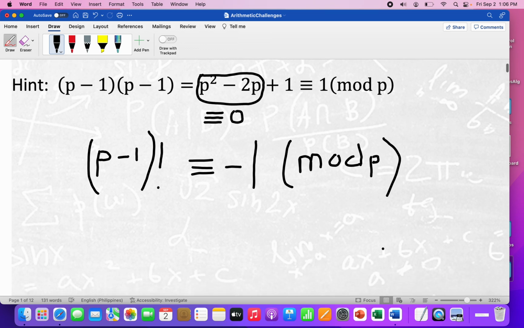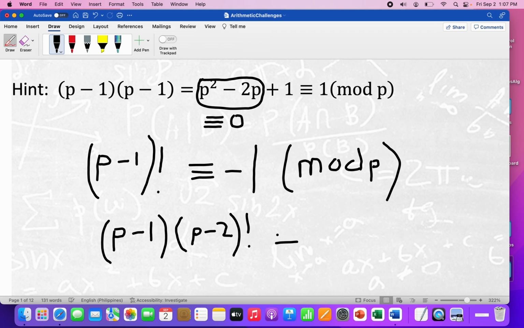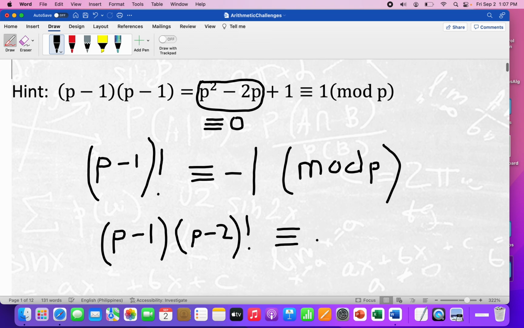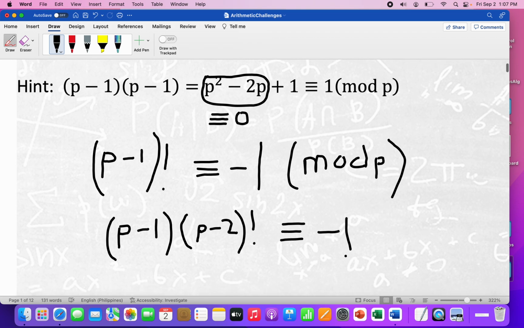Now, y'all, what I'm going to try to do is piggyback on this result right here. First of all, let's rewrite this in a way that makes it more clear why this result is important. We can rewrite this as p minus 1 times p minus 2 factorial. Now that's starting to look sort of familiar to the original problem. So we can write this as p minus 1 times p minus 2 factorial, and just for the sake of cutting down on the writing, it's understood we're doing mod p right here. So this is congruent to negative 1.